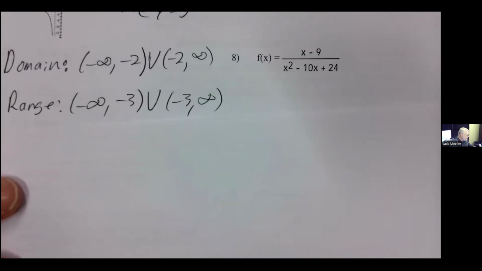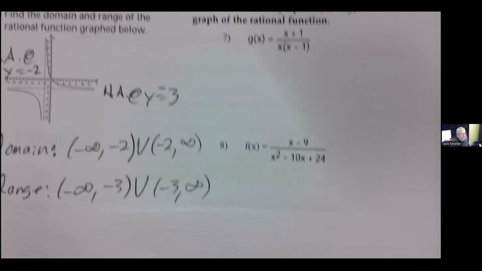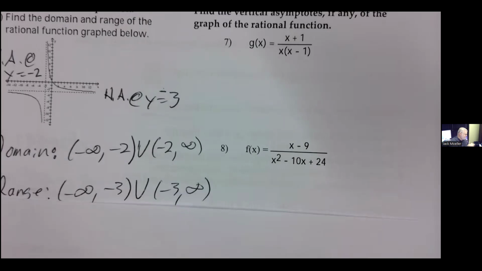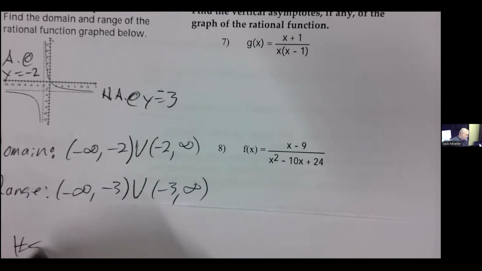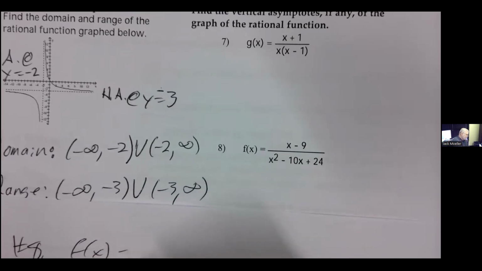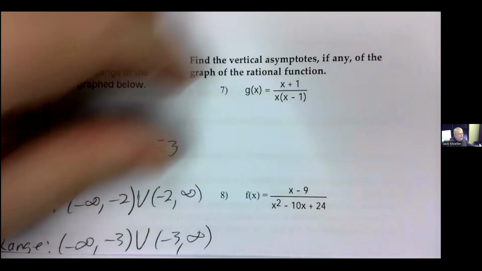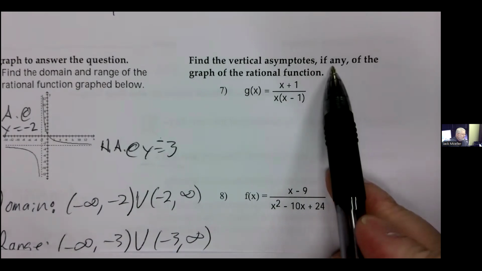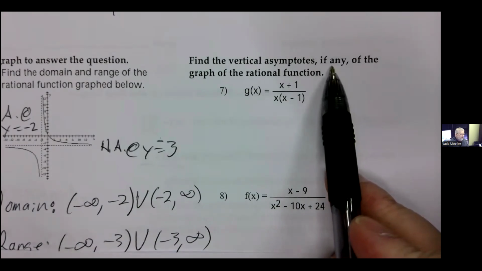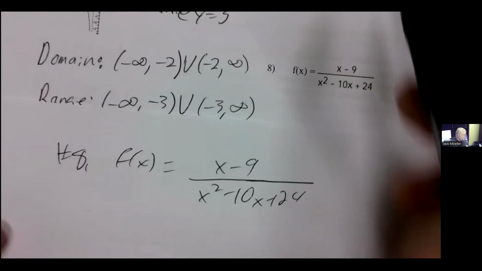All right, let's do number 8. x minus 9 over x squared minus 10x plus 24. Now we're not looking for the domain, we're looking for the vertical asymptotes, if any. And why does it say if any? Because if we don't divide by 0, then we don't have a vertical asymptote.